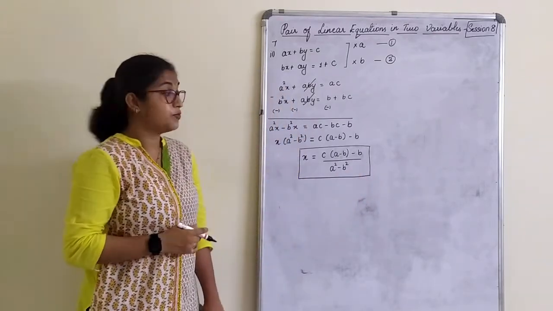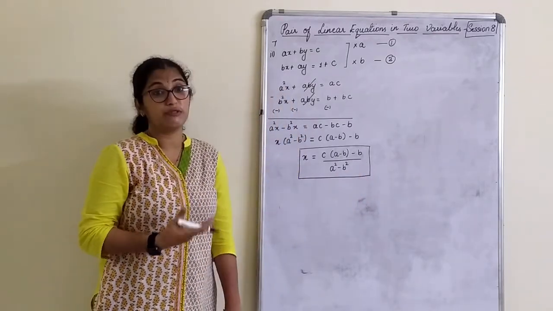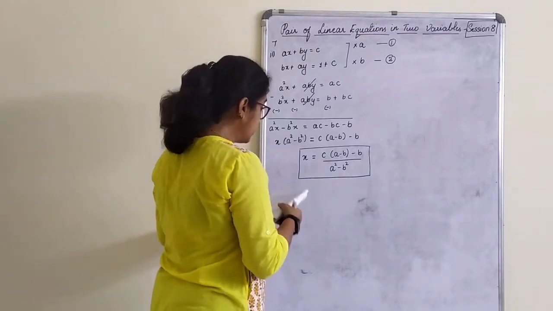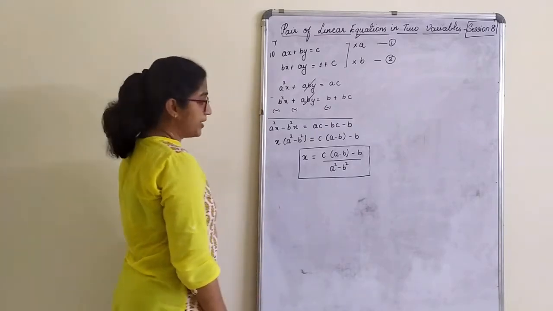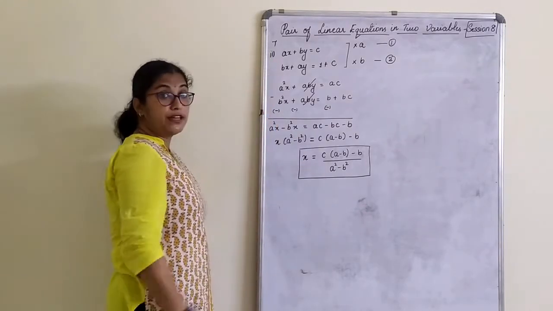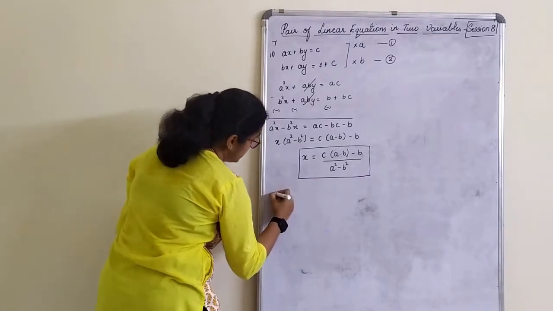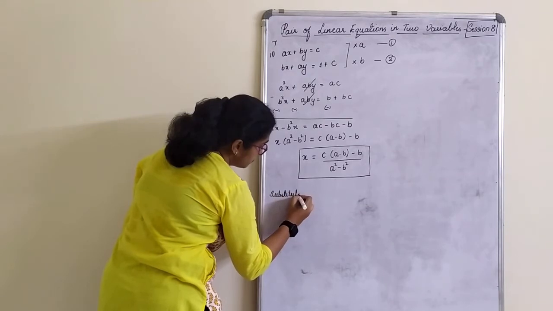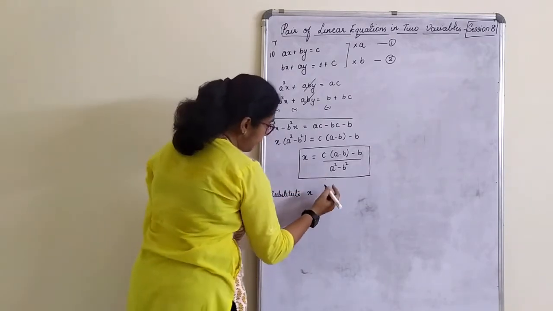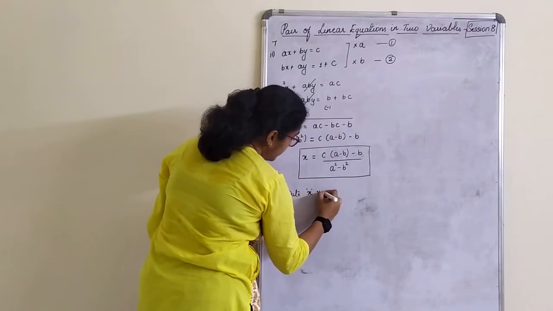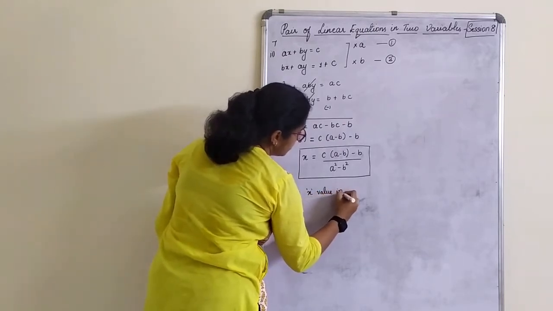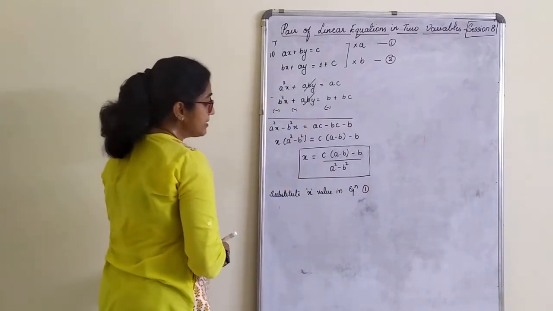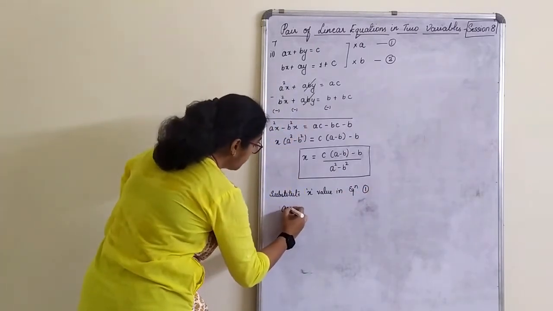Right? This is what you have to substitute in the given equation now to find y. So, the x value we have got is c of a minus b over a square minus b square. Let us substitute this in any of the equations to find y. Substitute the x value, I will not repeat it again. In equation, I think 1 is very simple enough. In equation 1 we will simplify. I will just write the equation here.